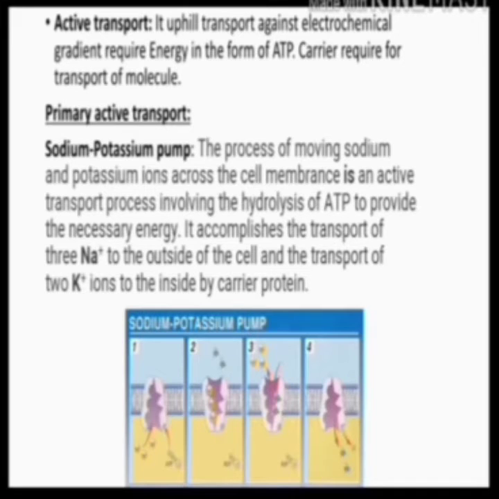In one cycle the ATP is bound to the carrier protein and transports 3 sodium from inside to outside and 2 potassium from outside to inside. Why are 3 sodium bound? Why not more sodium? Because the carrier protein has 3 sites available for sodium binding and 2 for potassium binding. That's why 3 sodium and 2 potassium are bound in a single cycle, and this cyclic process continues until equilibrium is reached.